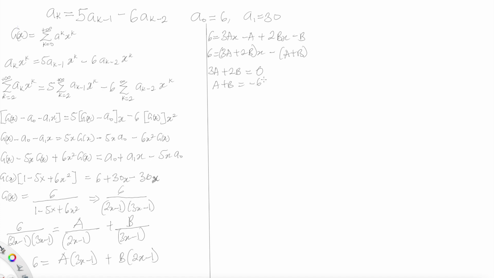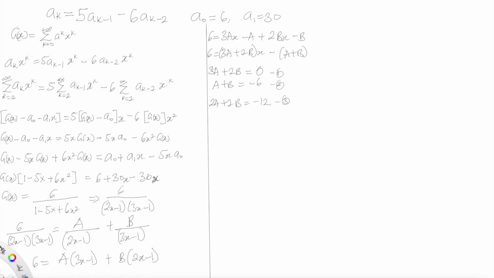So to solve this, we could multiply this second equation by 2. So 2a plus 2b equals minus 12. And then we could subtract this equation, which I'll term as 1. This is 2, and this is 3. We could subtract equation 3 from equation 1.